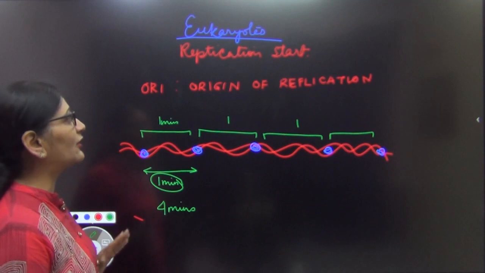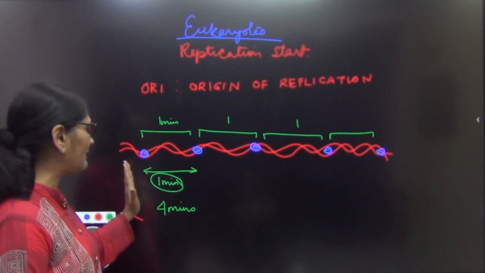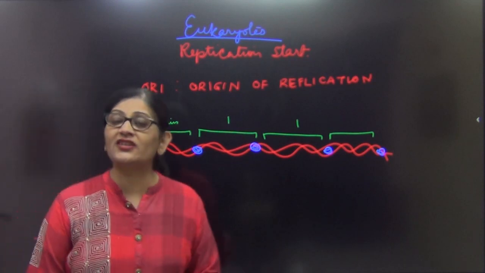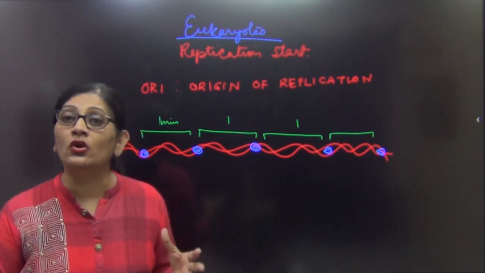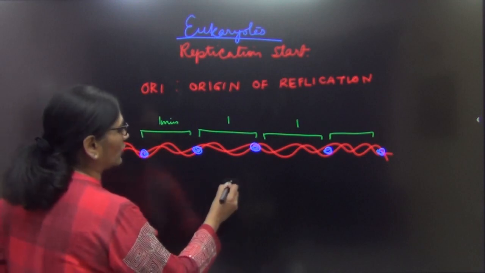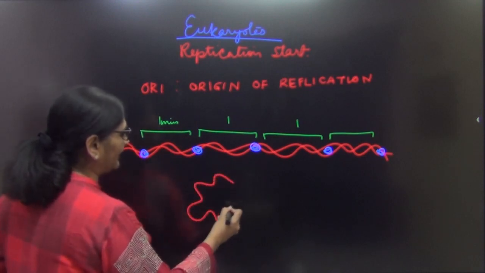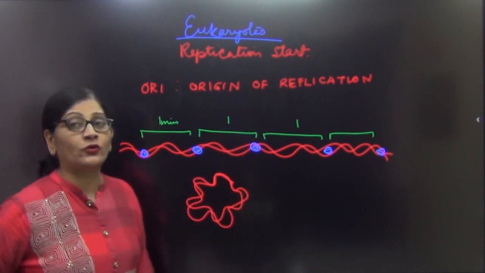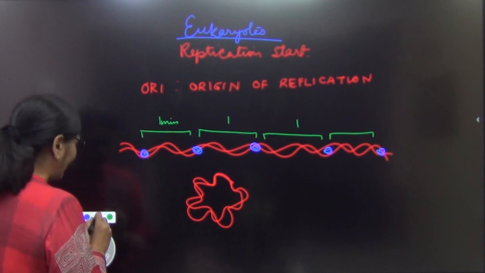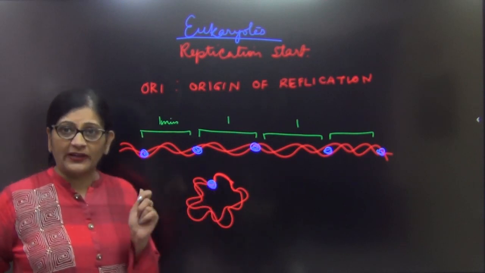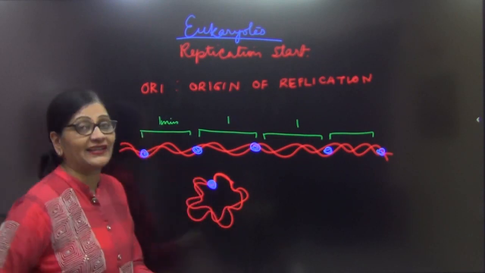So this is what is about the eukaryote. Now you can ask me, ma'am, what about the prokaryotes? In prokaryote, the DNA is not as large as compared to eukaryotes or humans. Let me draw the diagram of a prokaryotic, that is a bacterial DNA. Now the bacterial DNA is very small as compared to a eukaryotic DNA. So in bacteria, there is only one ori or origin of replication. Again, this point is fixed. Any point cannot act as an ori.